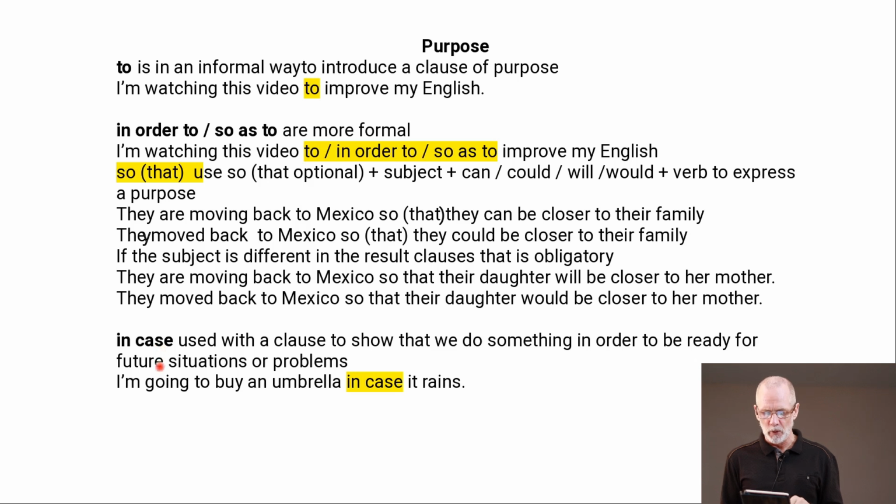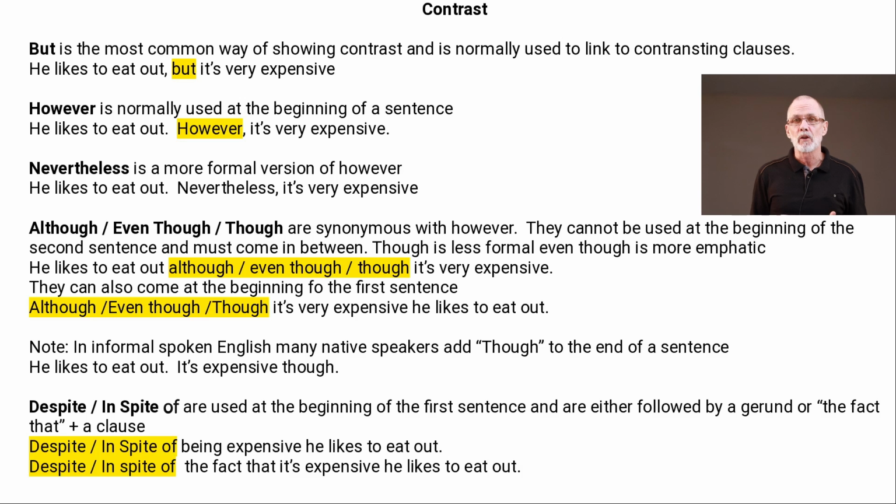Finally, purpose. We sometimes use the expression "in case". This is used with a clause to show that we do something in order to be ready for a future situation or problems. Example, I'm going to buy an umbrella in case it rains. So let's finish the class by looking at the last group of linkers which show contrast.